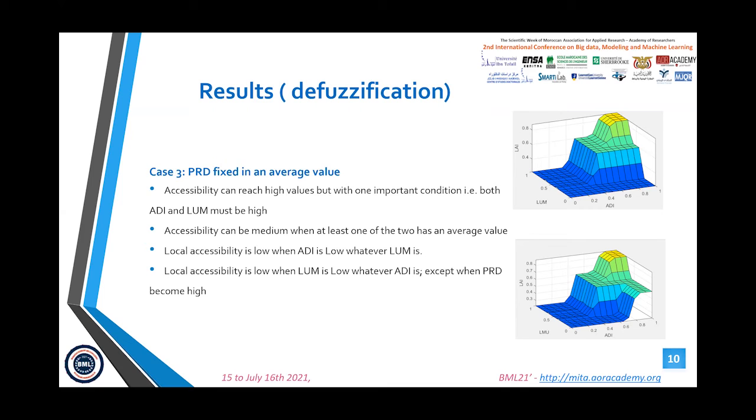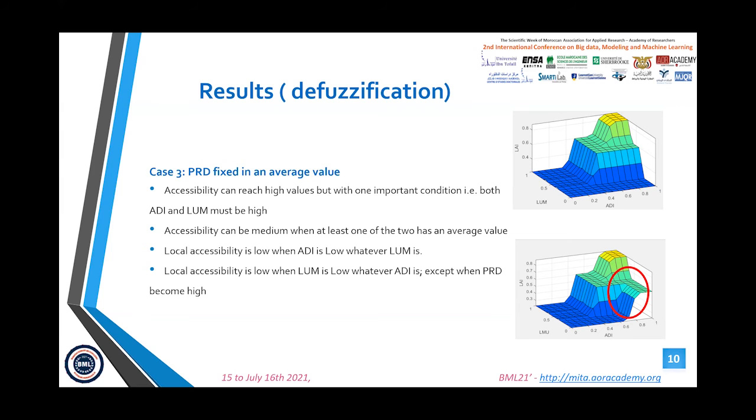In addition, this graph shows two main findings. Local accessibility can be medium when at least one of the two has a medium value. Local accessibility is low when at least one of the two has a low value. This result is consistent because when the density is low, there is no reason to talk about the land-use mix. Moreover, when the density is high and the land-use mix is low, we conclude that the area presents only one activity. In both cases, the accessibility remains low, except when PRD becomes high. In this case, accessibility becomes medium.